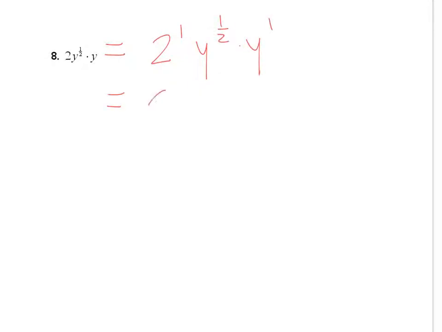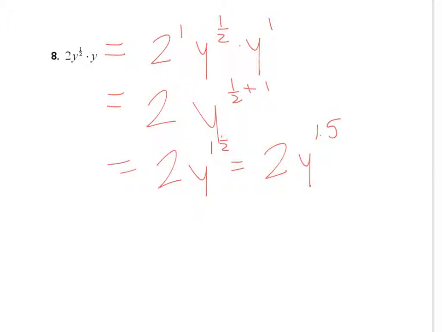That means the 2 hangs out by itself, and these two y's are attached together by multiplication, so therefore you're going to add the exponents together. This is going to give you 2 times y to the 1.5. Actually, that's the same thing as saying 2 times y to the 3/2 power.